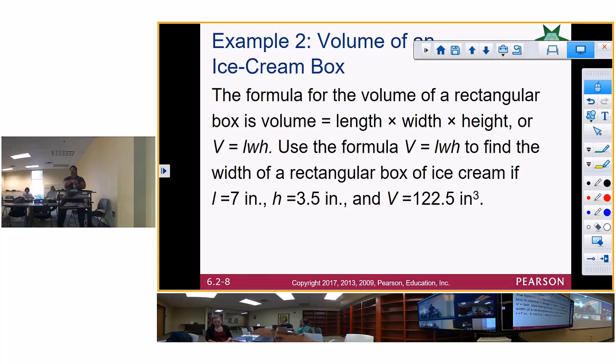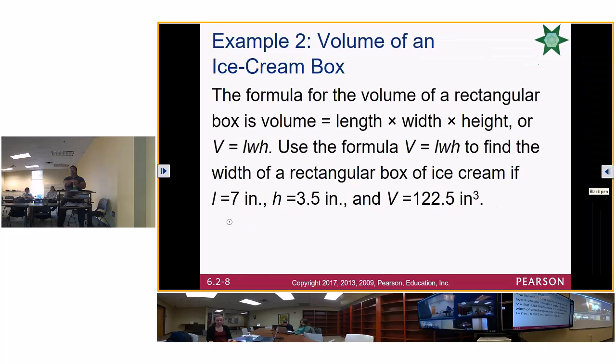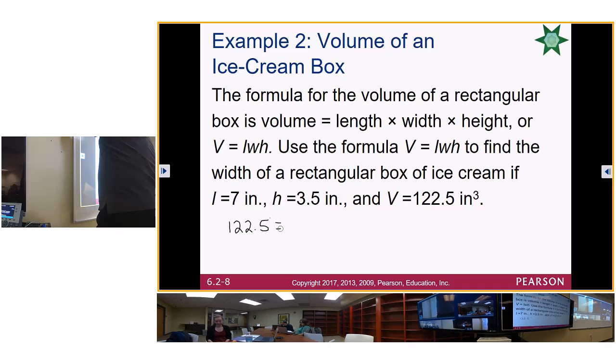So this one, is it different? Yes. You're not just going to plug and chug. Here, you're going to plug, chug, and solve. Here, you're going to say 122.5 is equal to length times width times 3.5.